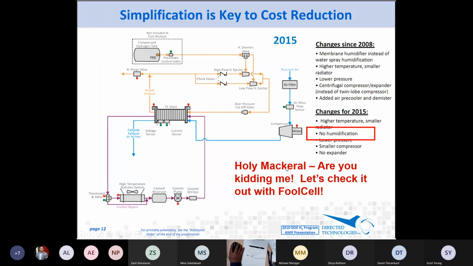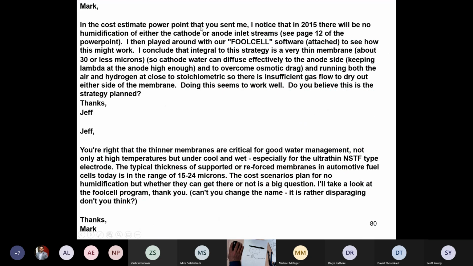So the point is, how do you do this without humidification? With a fuel cell, without humidification, it's a disaster unless you make the membrane thin. So I wrote to Mark Debe at 3M and said, in the cost estimate PowerPoint you sent me, I noticed in 2015 there will be no humidification of either the cathode or anode inlet streams. I then played with our fuel cell software to see how this might work. I conclude that integral to this strategy is a very thin membrane, 30 microns or less, so the cathode water can diffuse effectively to the anode side, keeping lambda at the anode high enough.